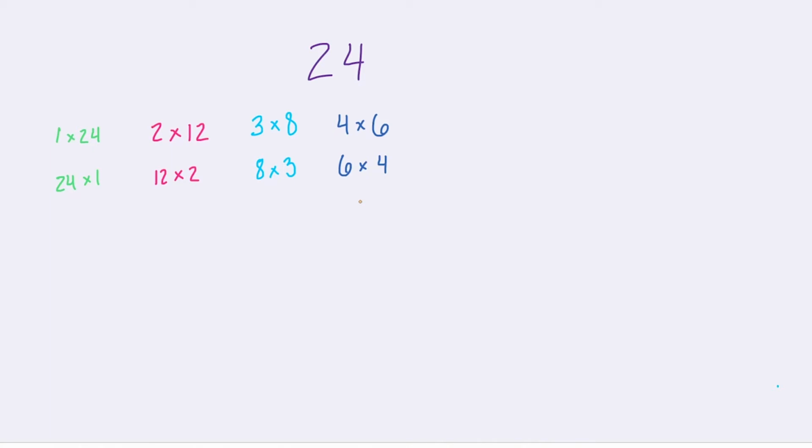Well, we can break some of these down into smaller pairs. For example, we can turn 6 times 4 into 2 times 3 times 4, which equals 2 times 3 times 2 times 2. We could do the same thing to 3 by 8, where 3 times 8 equals 3 times 2 times 4, or 3 times 2 times 2 times 2. If you try this with the other two, you'll get the same numbers again.